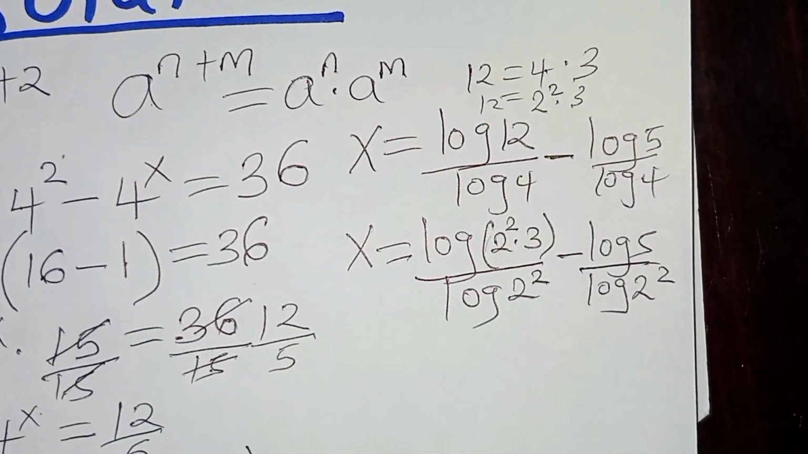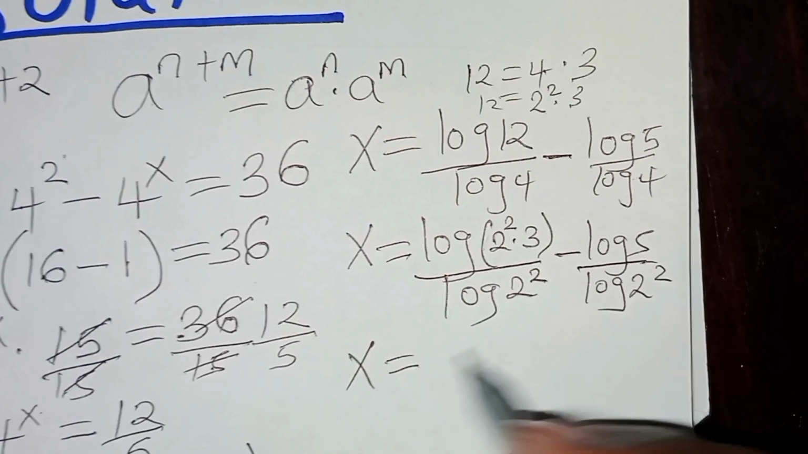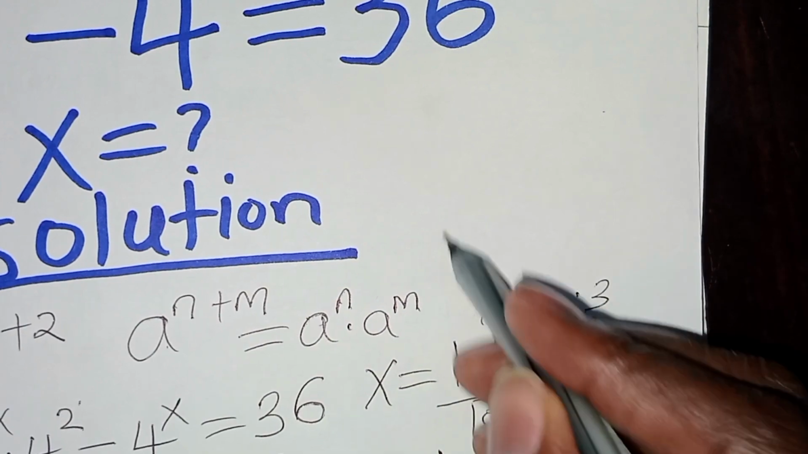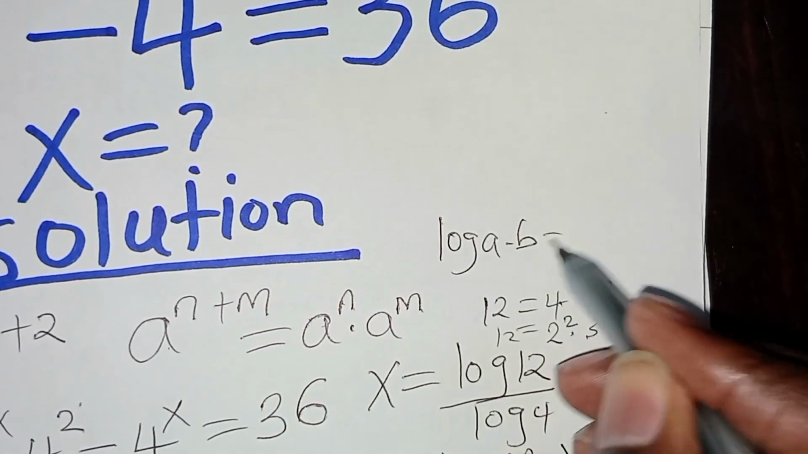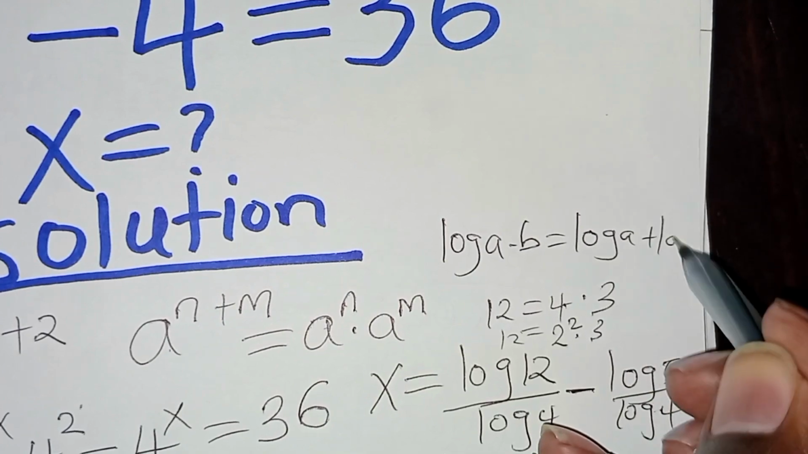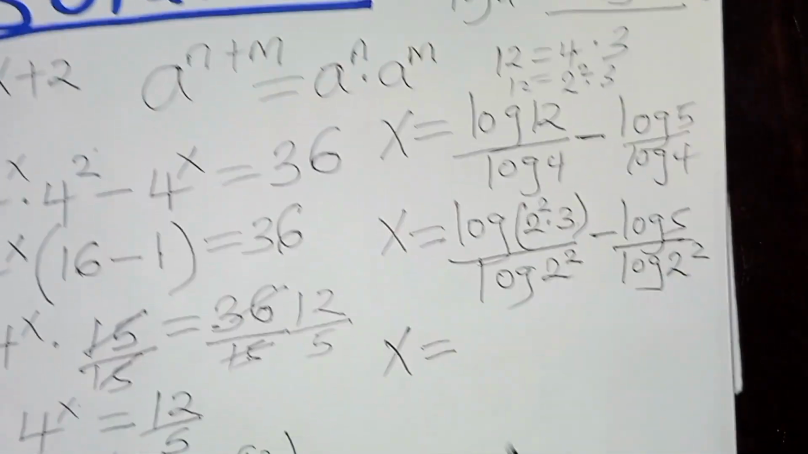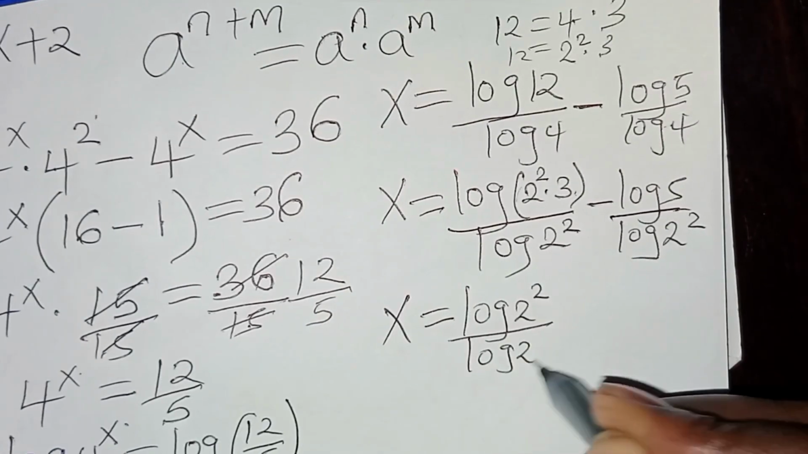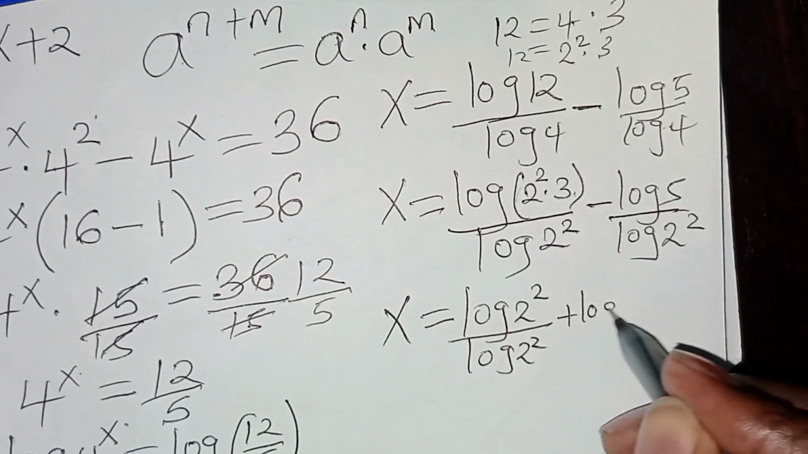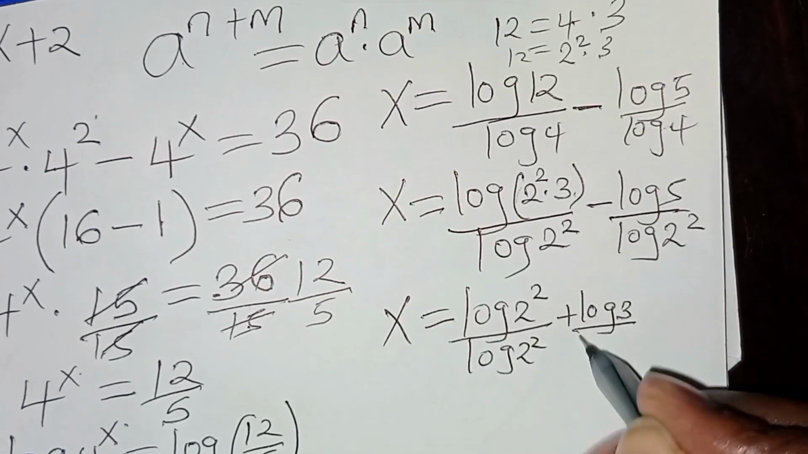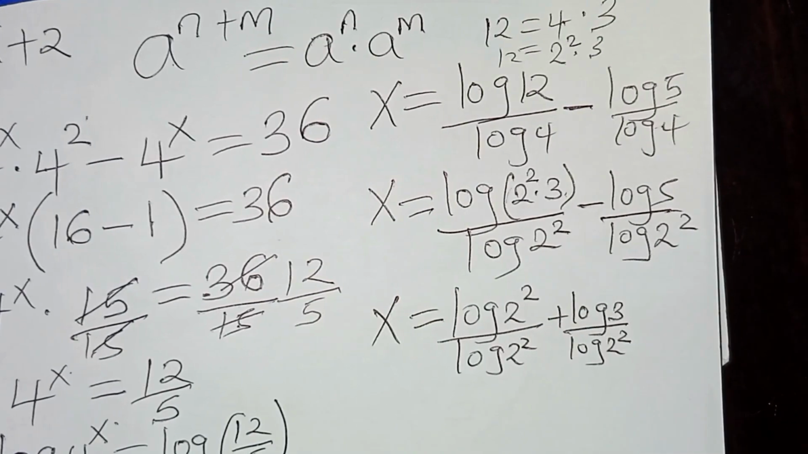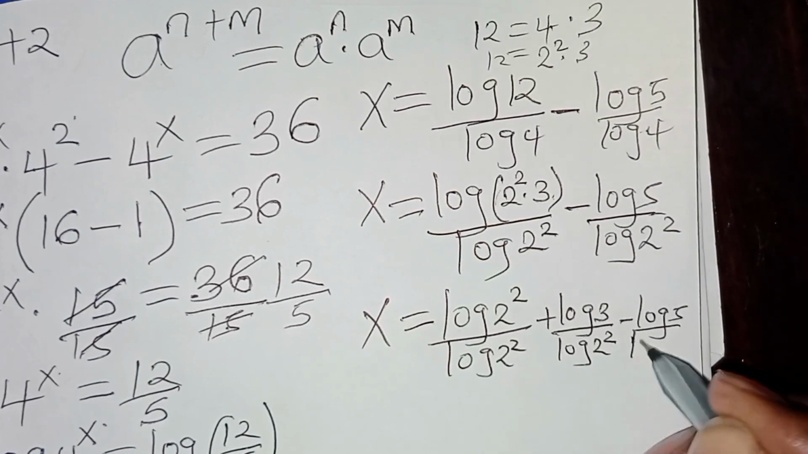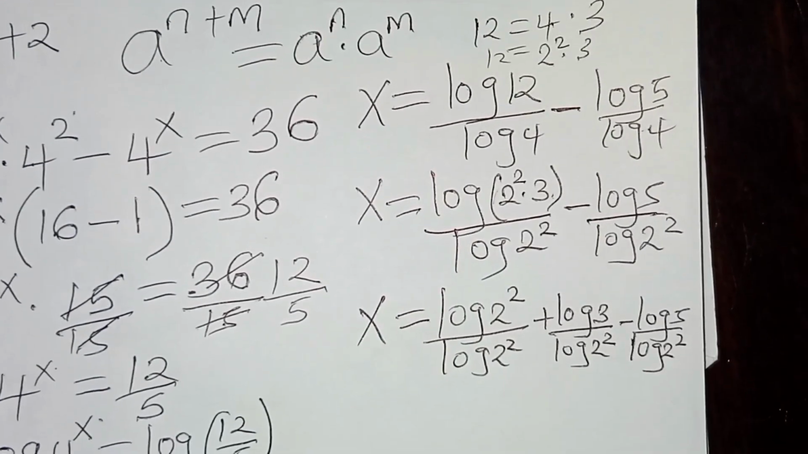So x is equal to, now log 2 to power 2 times 3 is in the form of log a times b, which we can express as log a plus log b. So we'll have log 2 to power 2 divided by log 2 to power 2, plus log 3 divided by log 2 to power 2, subtract log 5 divided by log 2 to power 2.